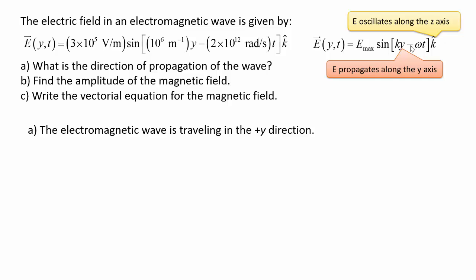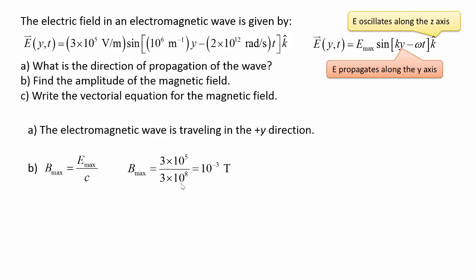Now for the second part of the problem, we need to find the amplitude of the magnetic field. There is a relationship between the maximum value of the magnetic field and maximum value of the electric field. The maximum value for the magnetic field equals maximum value for the electric field divided by the speed of light. Replacing with numbers, we have 3 times 10 to the 5th is the maximum value of the electric field given by the problem. And the speed of light is 3 times 10 to the 8. That gives us a value of 10 to minus 3 Tesla for the amplitude of the magnetic field.